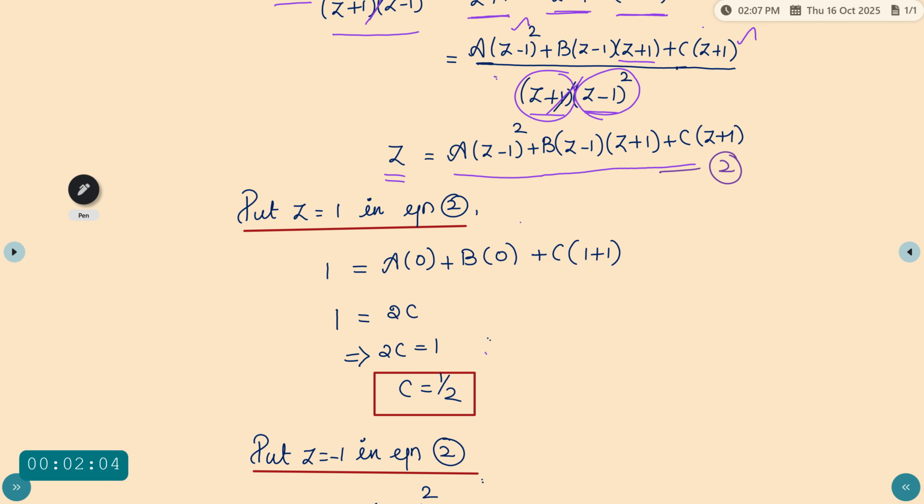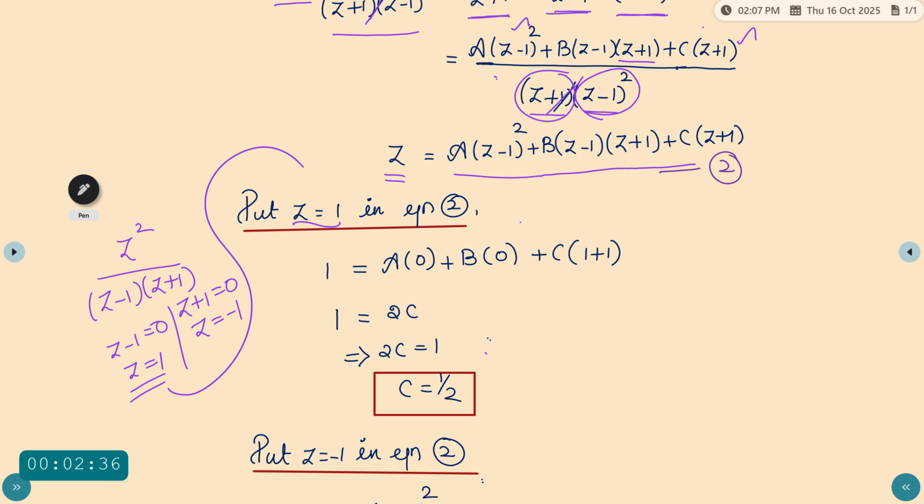Next, we are going to find the constants, that is A, B and then C. How can we find the constants? First, I am going to substitute the value Z equal to 1. Why are we substituting the value Z equal to 1? Because in the question, Z divided by Z minus 1 and Z plus 1. So Z minus 1 equal to 0, so Z equal to 1 is one of the values, and Z plus 1 equal to 0, so Z equal to minus 1 is another value. So I am going to first substitute Z equal to 1.